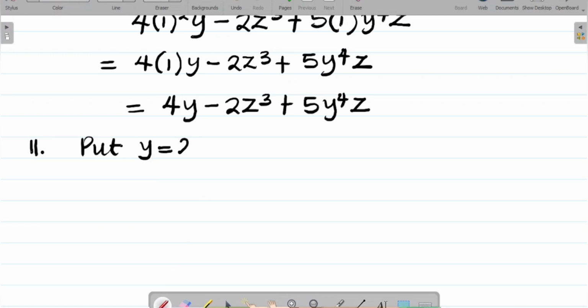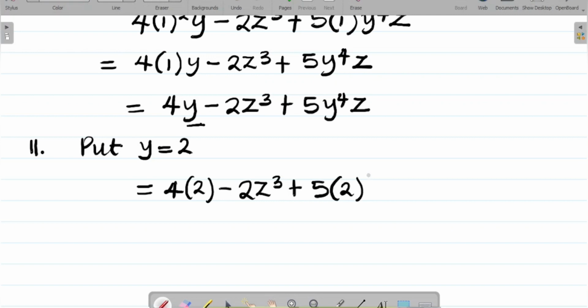Put y is equal to 2. What do you get there? So that will now be equal to 4 into y. But we said y is 2. So it becomes 4 into 2 minus 2z cubed plus 5 into y, that's 2 to the power 4 and then z. So I have this. This is equal to 4 times 2 gives you 8.